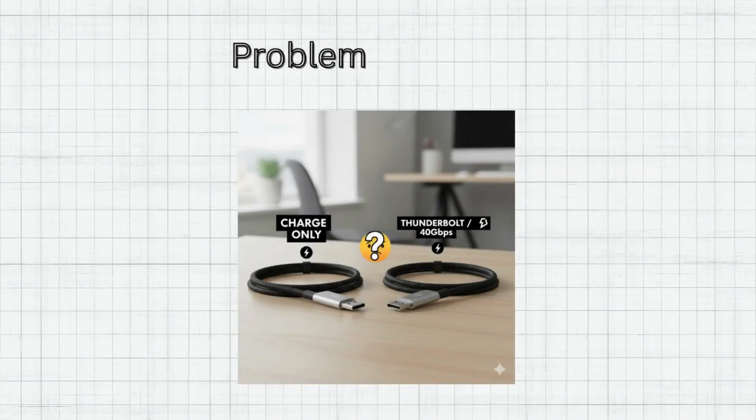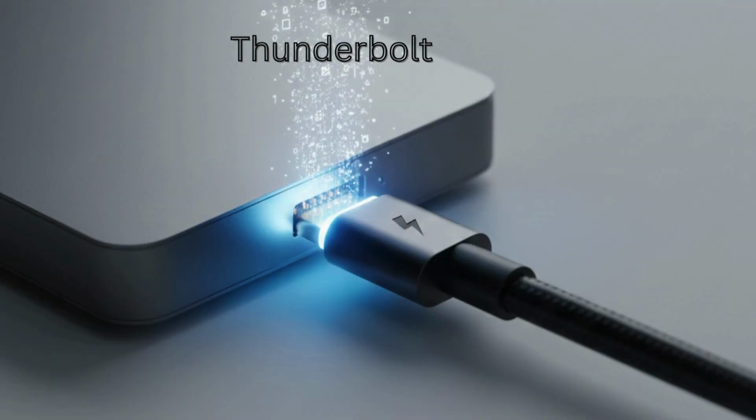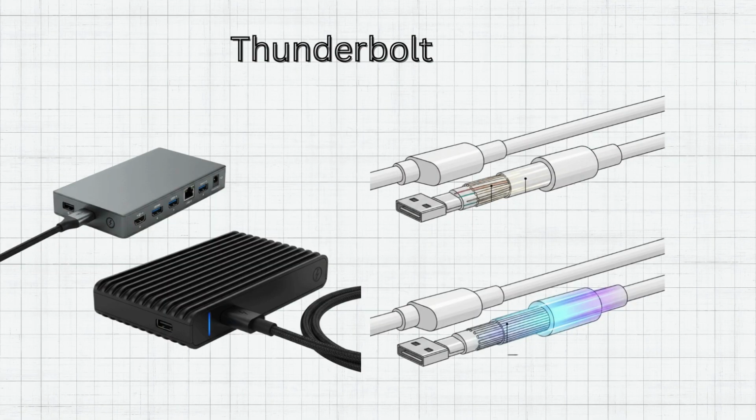For video editors, engineers, and power users, Thunderbolt removes bottlenecks entirely. The problem is visibility. A Thunderbolt port looks identical to USB-C unless you see the lightning symbol. Even cables matter. Not all USB-C cables can handle Thunderbolt speeds. This makes Thunderbolt incredibly powerful, but easy to misuse if you don't know what you're looking at.